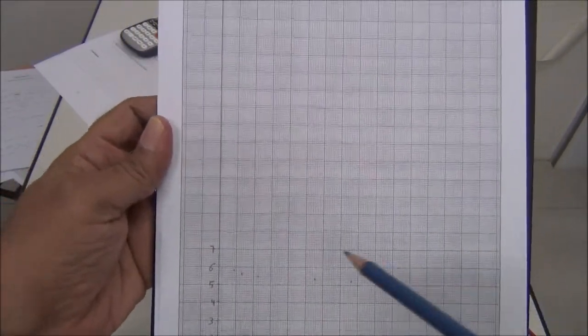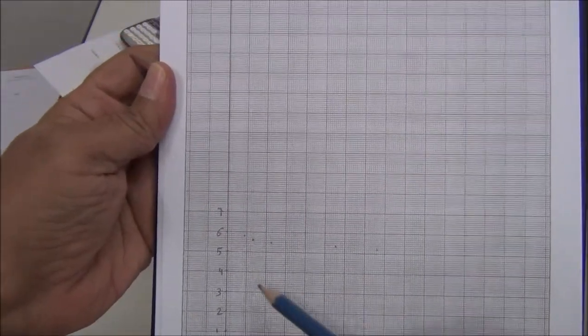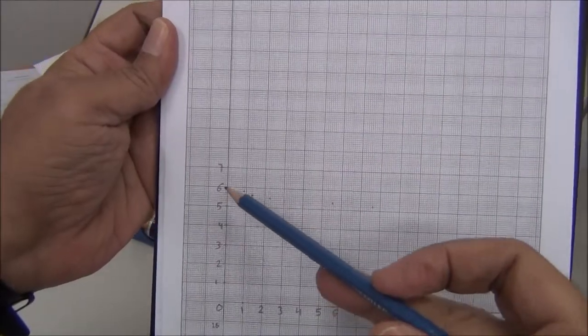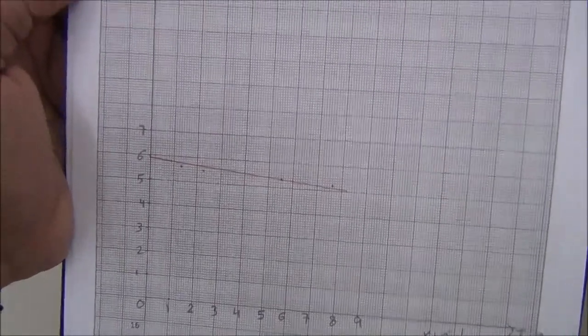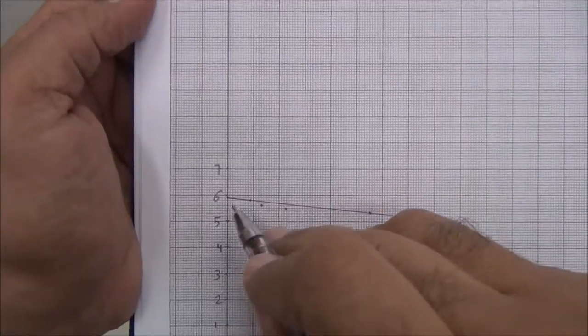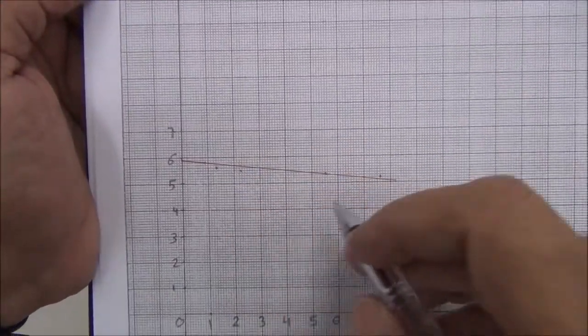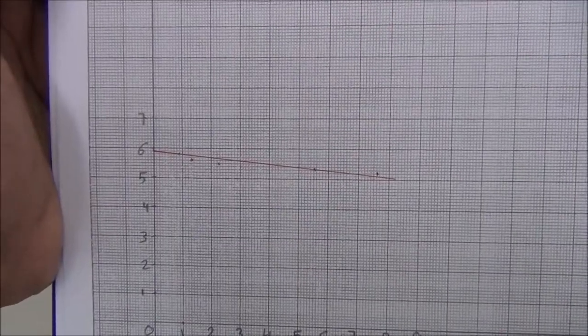These are the points here. When we plot the points, these are the points here. Now what we do, we draw the best fit line. This is the best fit line. From the best fit line, we can find the electromotive force of the battery, this point, and we find the slope of this line to get r, the internal resistance of the battery.